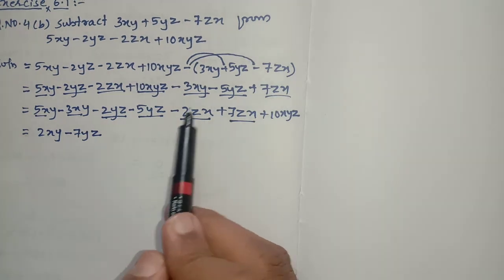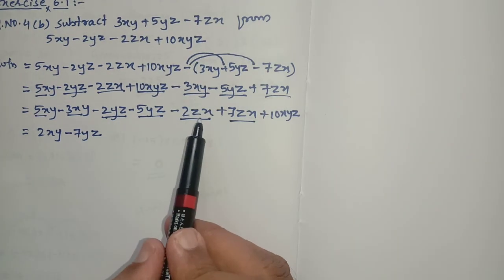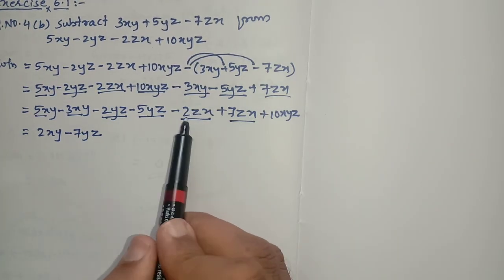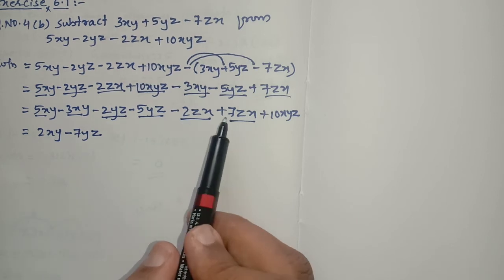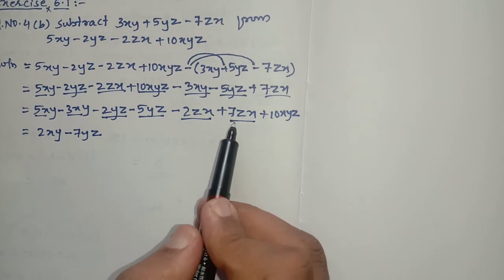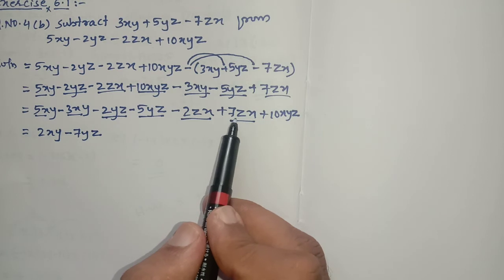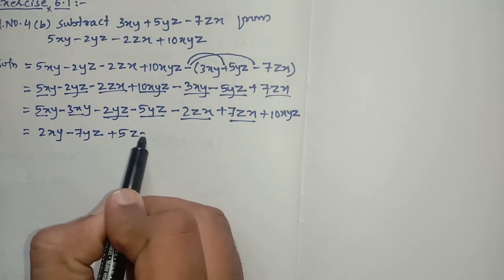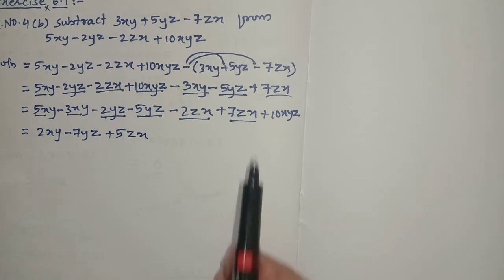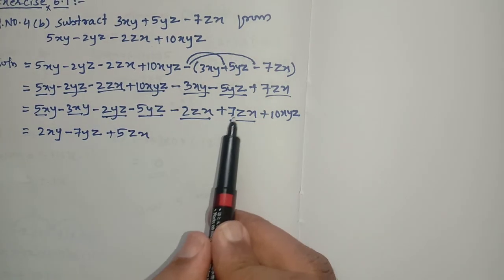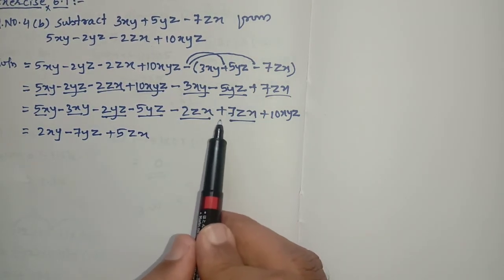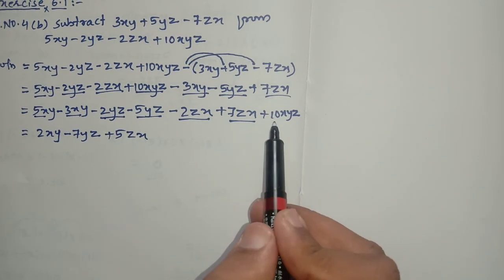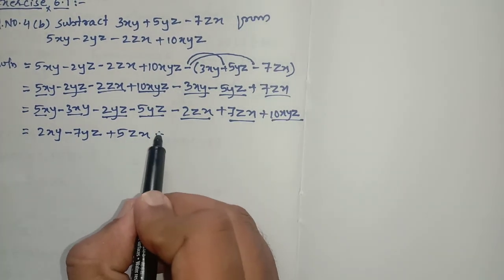Now student, here minus 2zx plus 7zx. Here signs are different, so we have to subtract. 7zx minus 2zx. We are subtracting minus 2zx from 7zx. What will remain? Plus 5zx. Why plus sign? Because sign of the greater number is plus. Then what is remaining? Plus 10xyz.